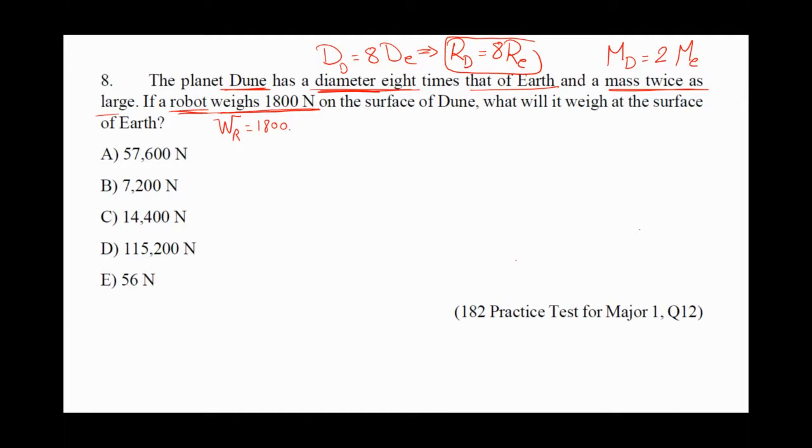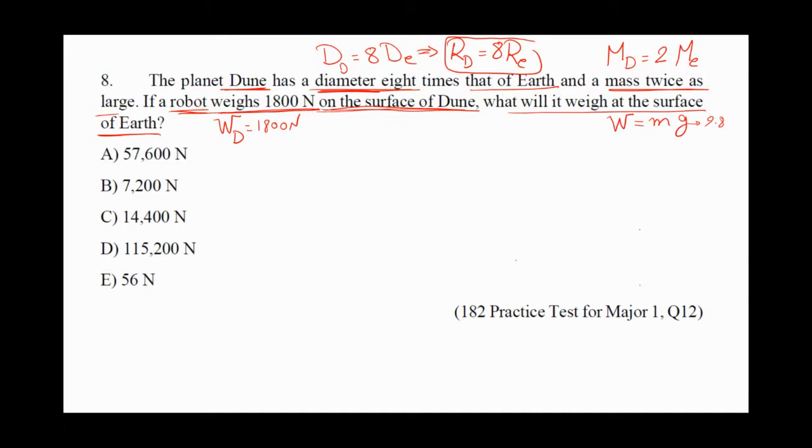1800 Newton. But where is this? Is it on the Earth? No. It's on the surface of Dawn. So let me call it WD, the weight of the robot on the surface of Dawn. What will be the weight of the robot at the surface of the Earth? So I need to find the weight at the Earth. I know that the weight at the Earth is mass times gravity, and our gravity is 9.8. Okay, but here I don't know the mass.